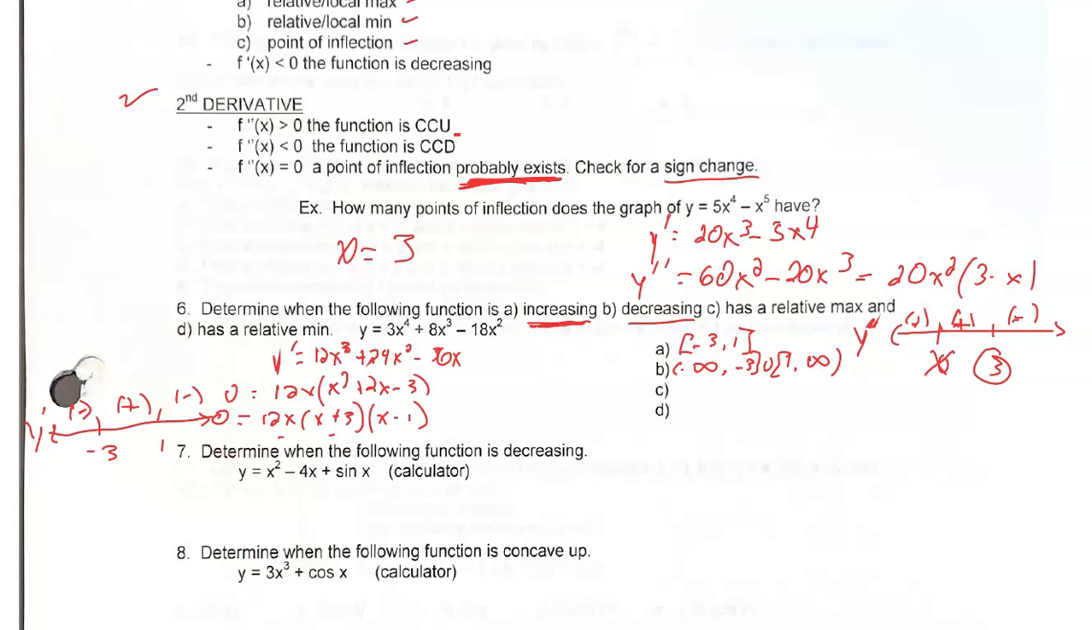C and D is your concavity. That would be our second derivative. So if we took the second derivative, 36x squared plus 48x minus 36, set that equal to 0, we can pull out, did I mess this up?